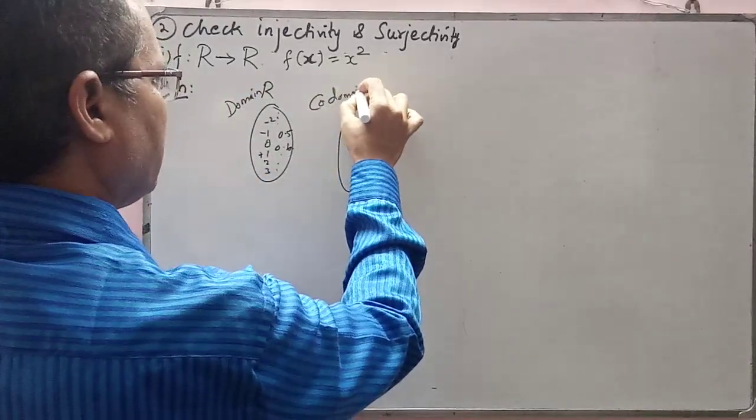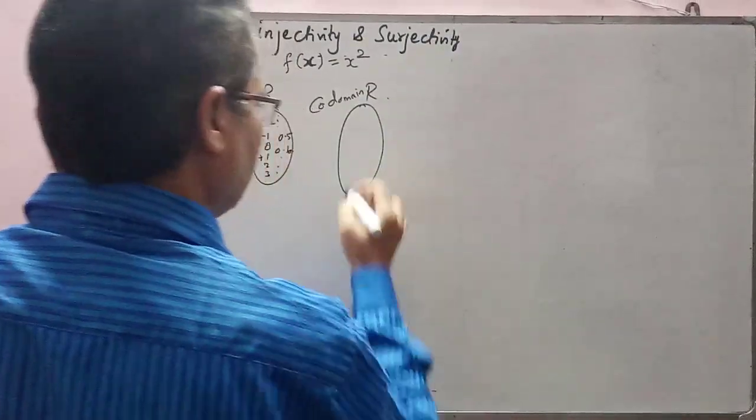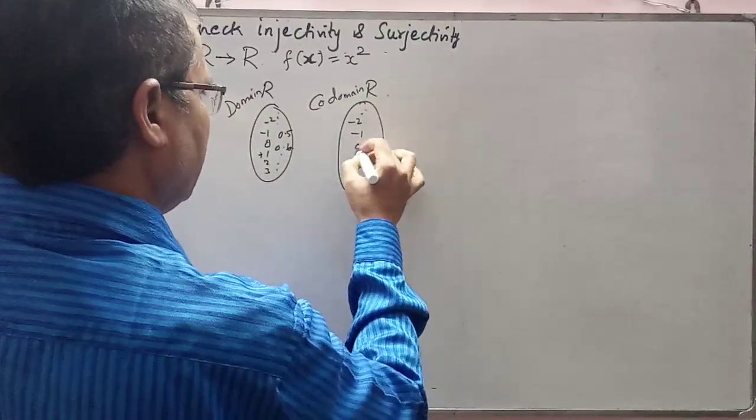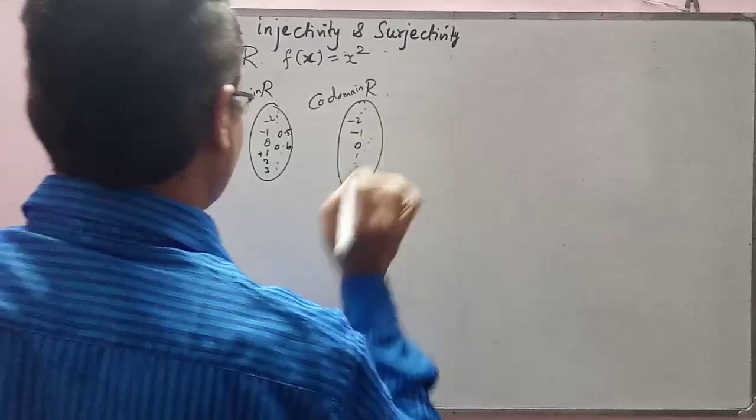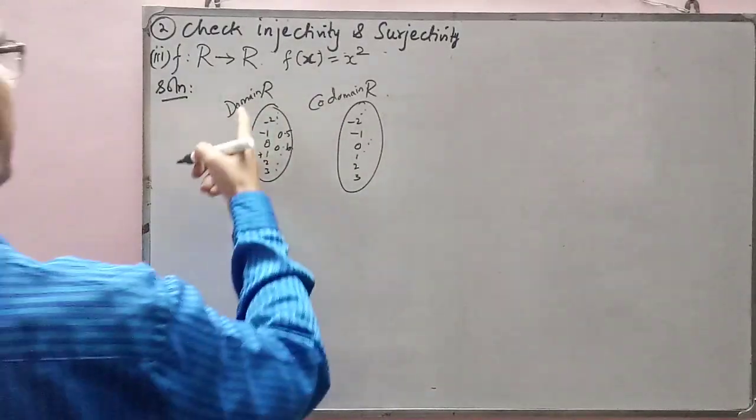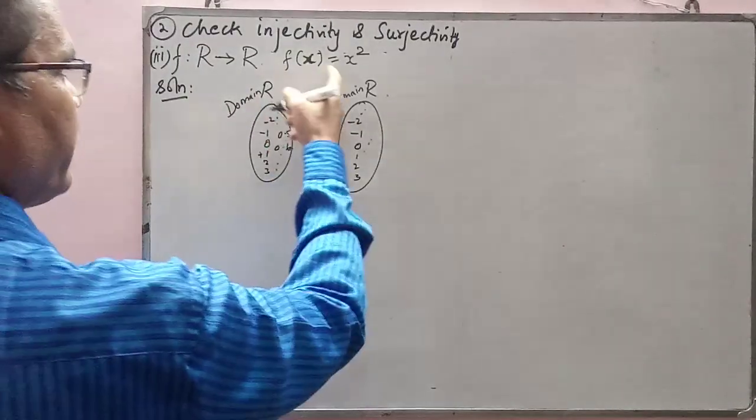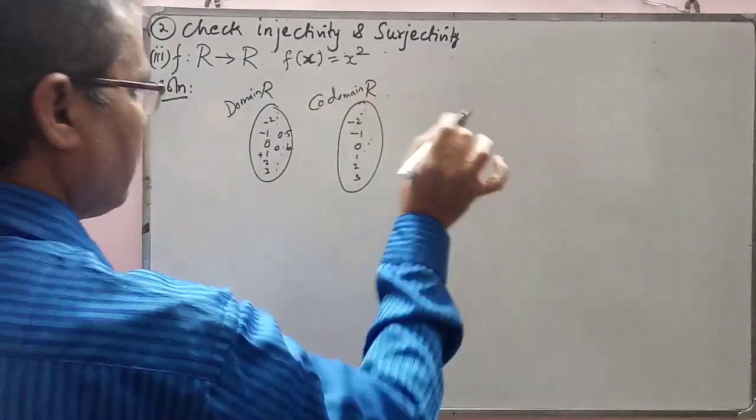You need not draw any diagram in the exam, children. No need to draw. Okay, just for your understanding, I am doing it. In exams, you need not draw. Okay, children. Now the domain is R, codomain is R. The function f of x equals x squared. You should remember this as a formula itself.